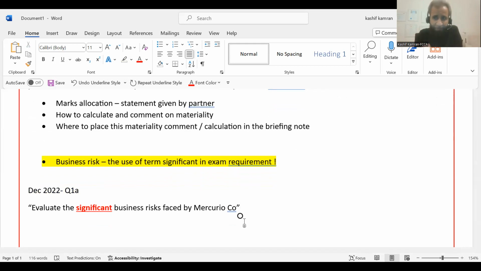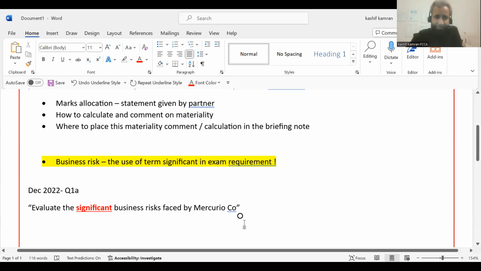You know how to explain business risk. You know how to evaluate a business risk. You must have done a couple of questions on that, but we just need to focus on the addition of the word significant and how it will impact your answer on the day 3 of the webinar. So that is the emphasizable part.